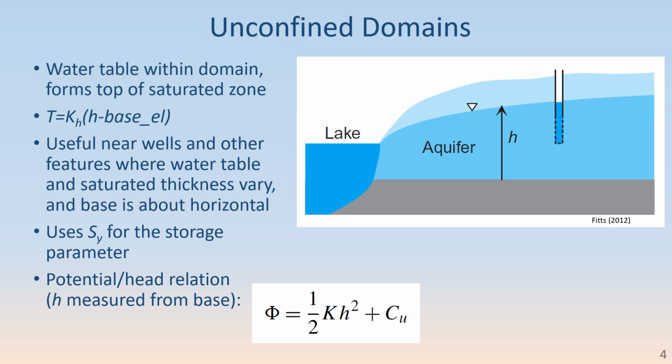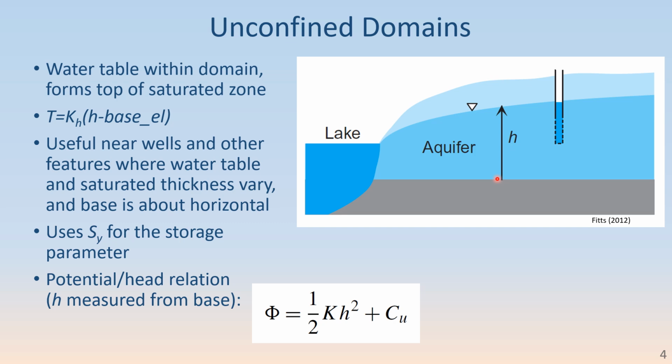Unconfined domains should be used when the water table occurs within the domain itself, and never when the water table doesn't occur within the domain itself. The transmissivity is computed here as the horizontal hydraulic conductivity times the saturated thickness, which is the head minus the base elevation, or H when you're measuring it from the base like this. This is very useful when you have features like wells or drains or something that will alter the saturated thickness in a very local way.